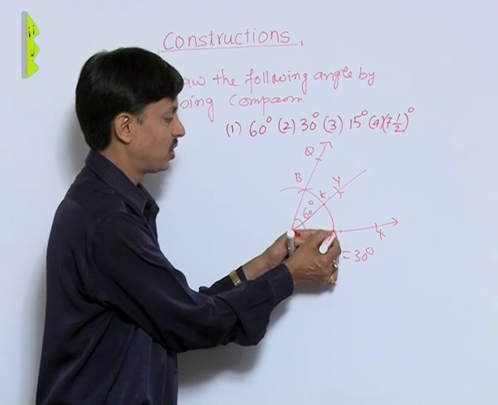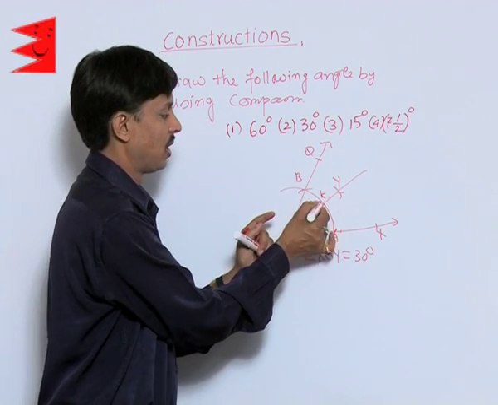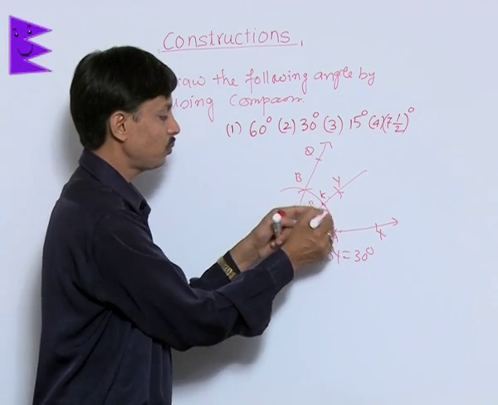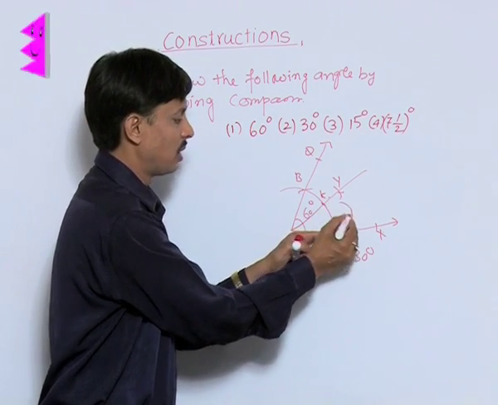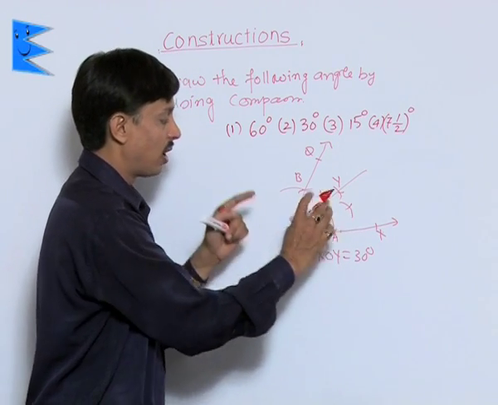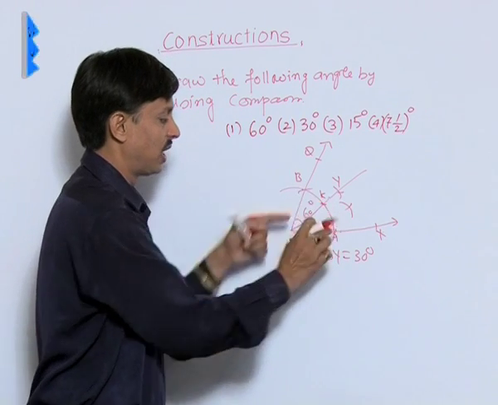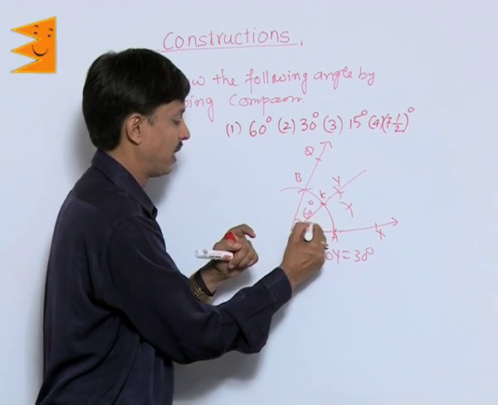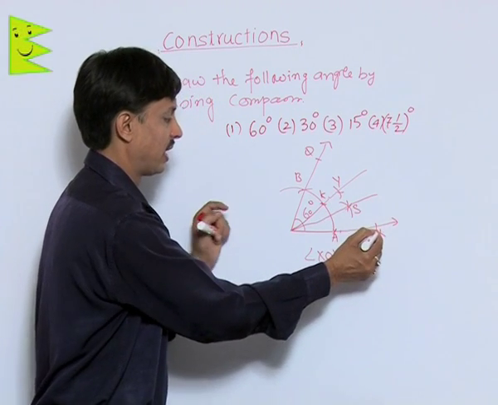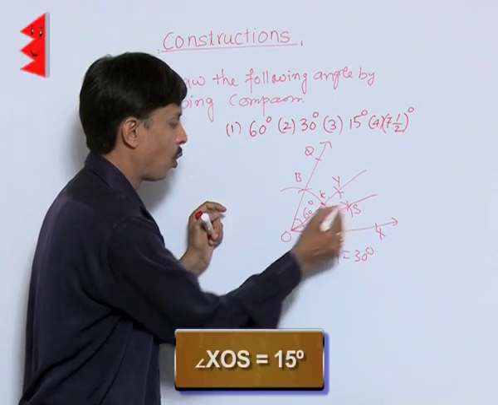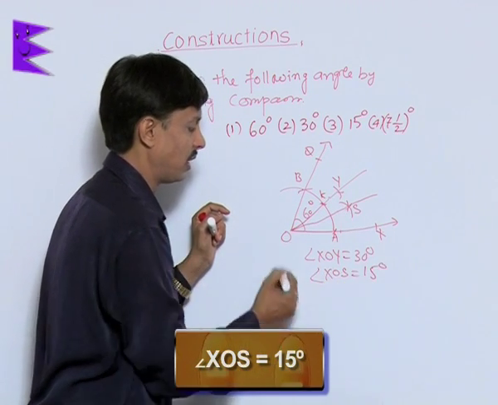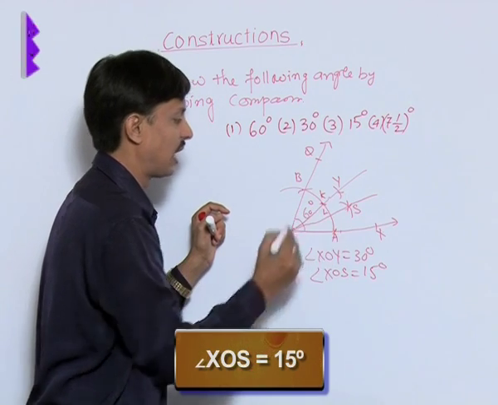I will take A as center, then K as center, not Y as center, because A and K are on the same arc. I will mark two arcs, one by taking A as center, the other by taking K as center, with a radius of the arc more than half of AK. And if I join, suppose that point is S, then I can say angle XOS is 15 degrees. Suppose here this point is L.